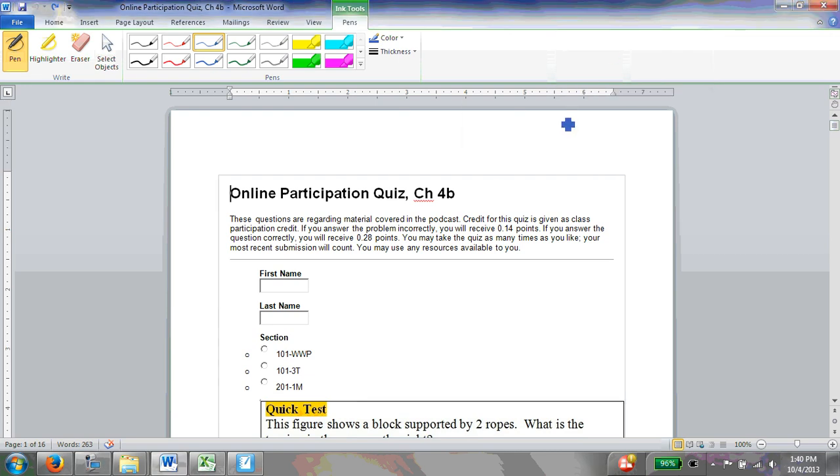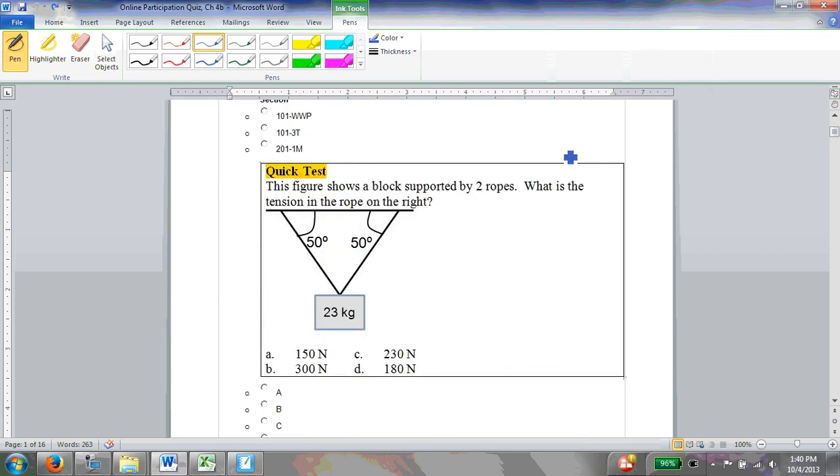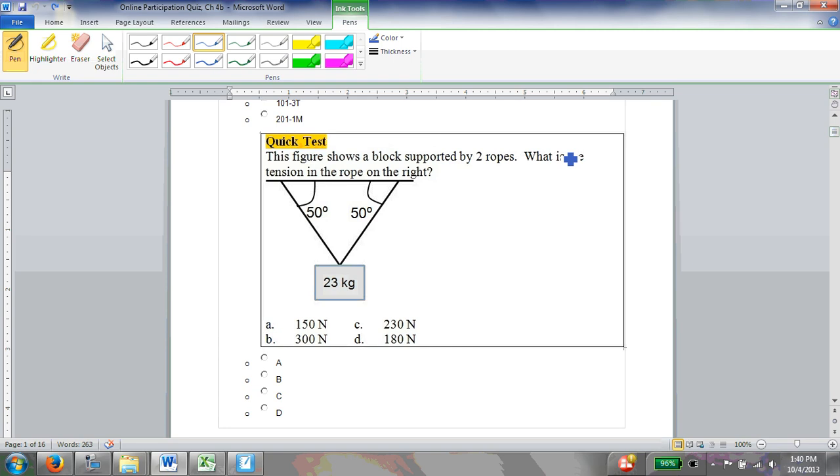All right, this is the quiz for Chapter 4B. This is the second half of Chapter 4. This figure shows blocks supported by two ropes. What is the tension in the rope on the right?